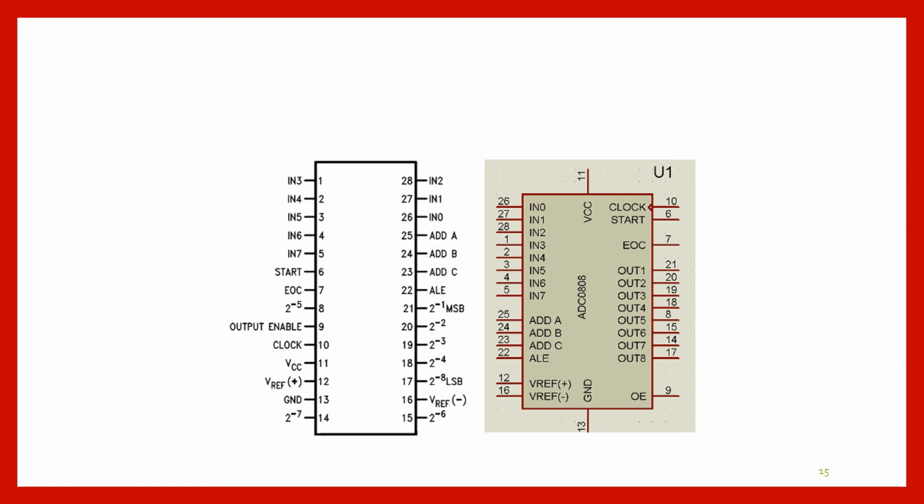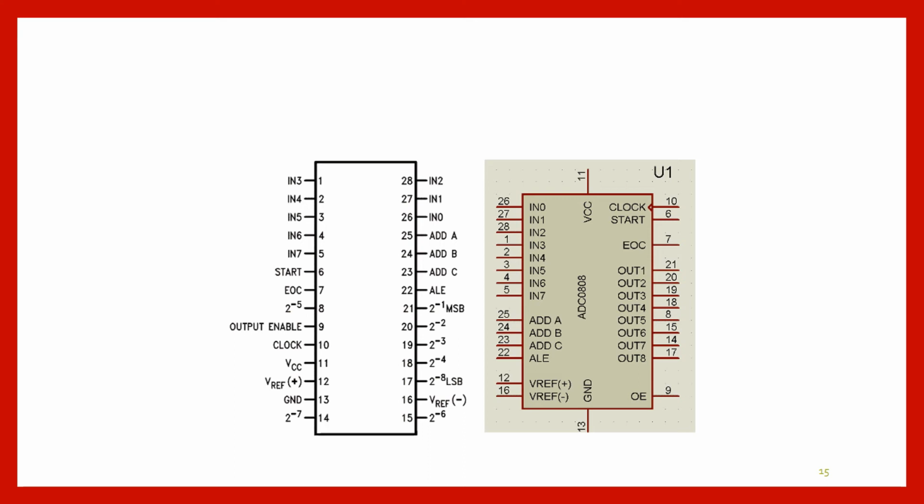Then pin number 10 is clock. Pin number 11 is VCC. Pin number 12 is plus V reference. Then ground, pin number 13. Then pin number 14 is 2 raised to minus 7, respectively the D7 pin. Pin number 15 is D6, 2 raised to minus 6. Then pin number 16 is minus V reference. 2 raised to minus 8, that is the LSB. Then 2 raised to minus 4. Then 2 raised to minus 3, 2 raised to minus 2, 2 raised to minus 1.